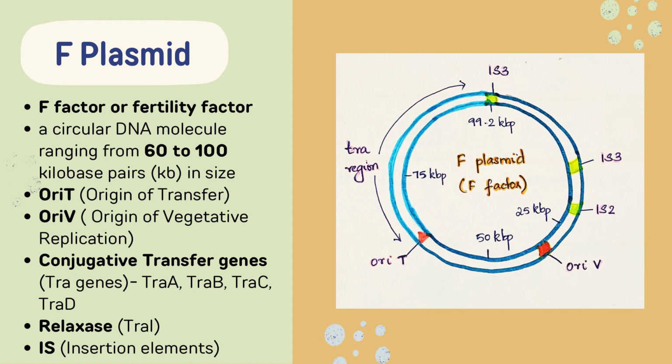TRA-D gene is an essential component of type 4 secretion system, a machinery that spans the bacterial cell envelope and facilitates DNA transfer. TRA-I is a relaxase enzyme encoded by the F plasmid. Insertion elements, also known as transposons, are genetic elements that can move within a plasmid and cause mutations and alter the expression of nearby genes. F plasmid consists of a single copy of IS2 and two copies of IS3.